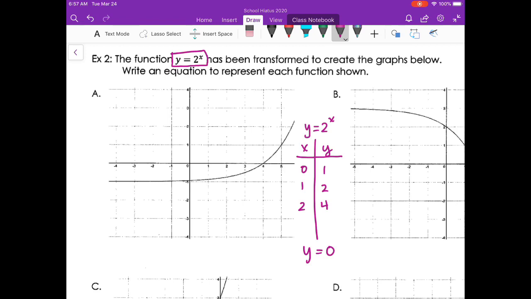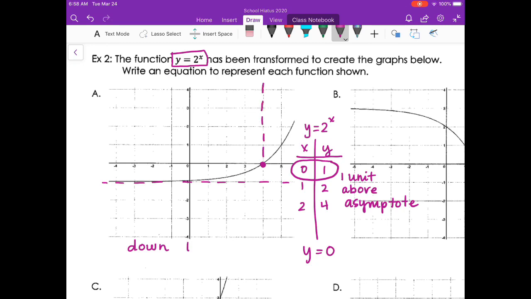Now we'll compare this to the graph of our transformed function, which has an asymptote at y equals -1. So this graph has been shifted down 1 unit. To determine whether there's been a horizontal shift, we want to find the new location of the y-intercept, which is (0, 1) for the parent function. We want to identify the point on the graph that is 1 unit above the asymptote. For this example, that point is at (4, 0). This tells us that the center of the graph has been shifted 4 units to the right.